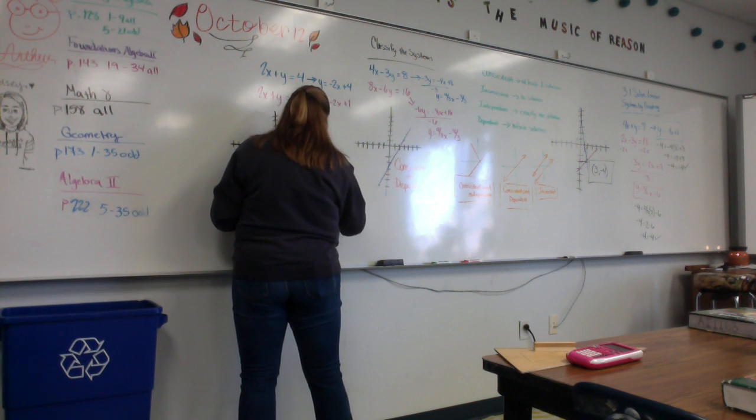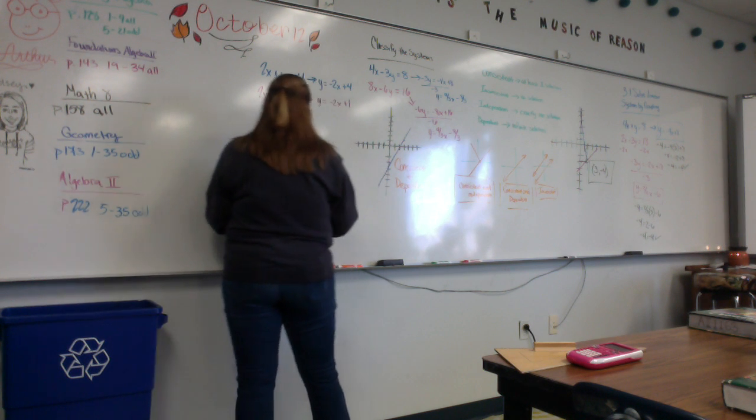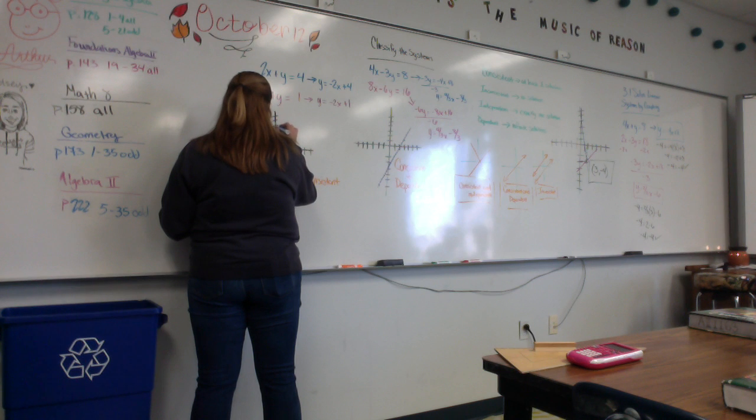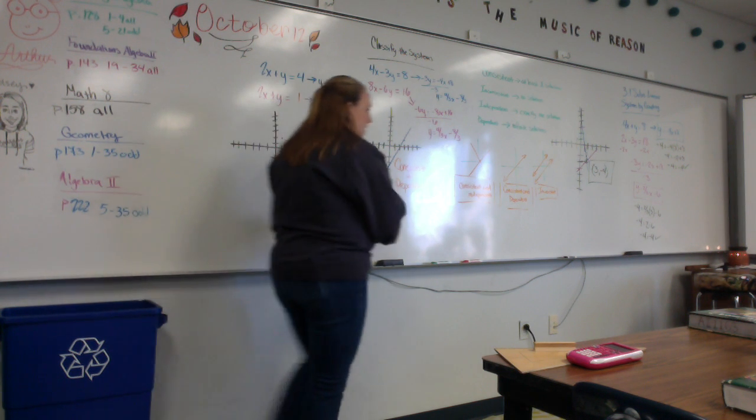If I graphed it though, it would look something like this. I would go to positive 4, and I would go down to over 1, and I would graph that line.